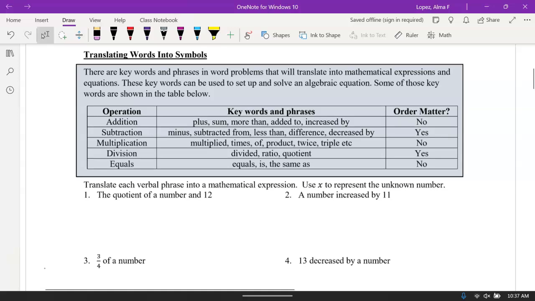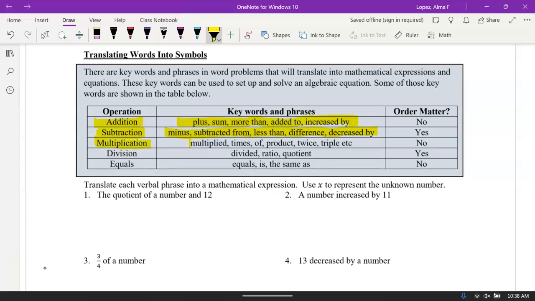So then the next part is we're going to be translating words into symbols. So I need you to stop the video and go over this slowly, take some notes if you'd like. First, addition can be implied or stated using these words: plus, sum, more than, added to, or increased by. Order doesn't matter. Let's see, for subtraction, you'll hear words like minus, subtracted from, less than, difference, and decreased by. Order does matter with subtraction.